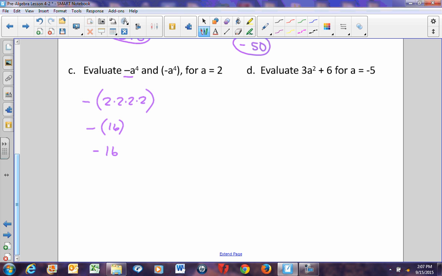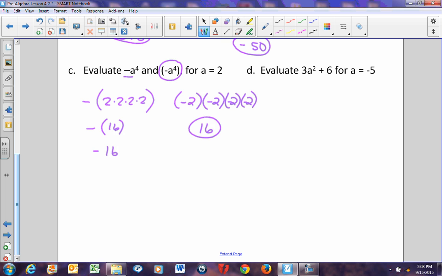If I do negative a to the fourth, this second one right here, this is telling me negative a, the opposite of a. The opposite of a is negative 2, since a is 2. So this is saying negative 2 times negative 2 times negative 2 times negative 2. I need to take the opposite of a first, which is negative 2, and then take that to the fourth power, which makes this one positive 16.